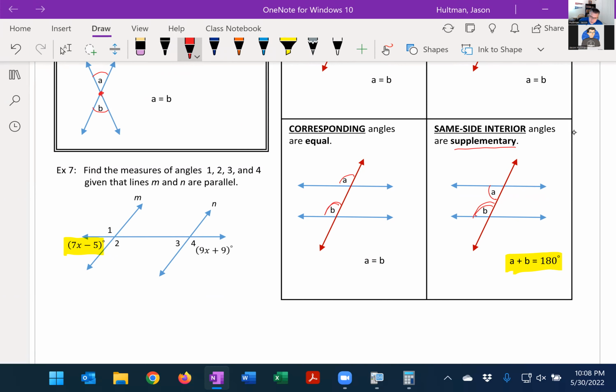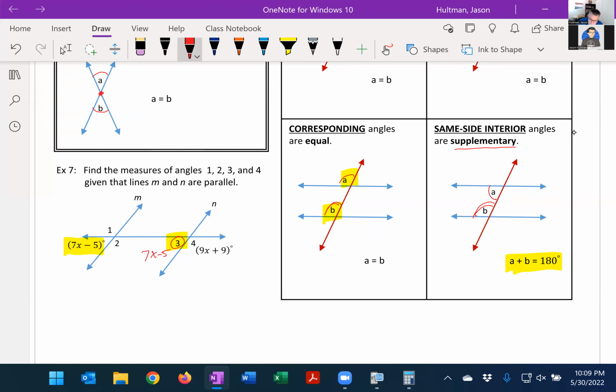I want to relate though angle 4 and this 7x minus 5. So I do know that 7x minus 5 is the same as angle 3, because of corresponding angles. These corresponding angles over here are going to be equal. So I do know that this 3 is really 7x minus 5.